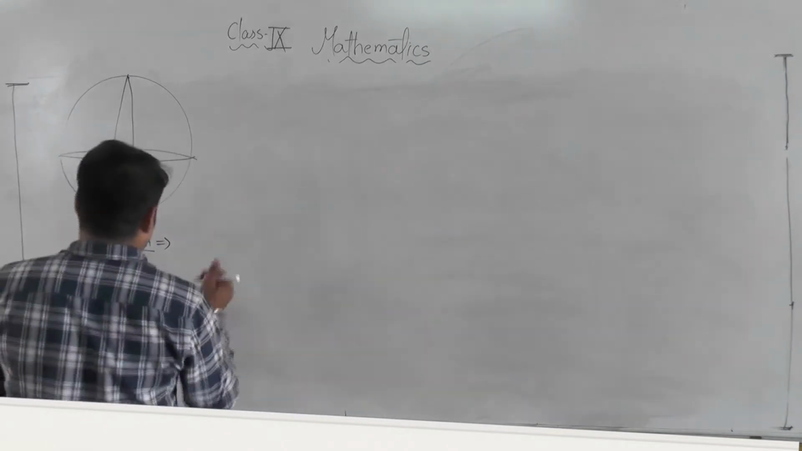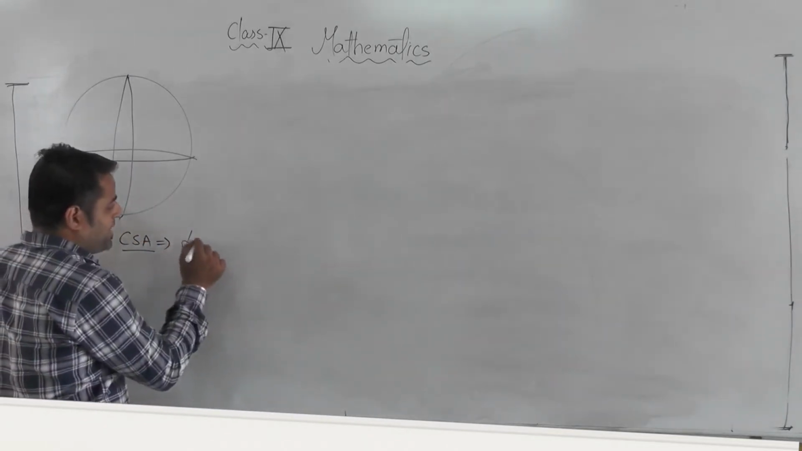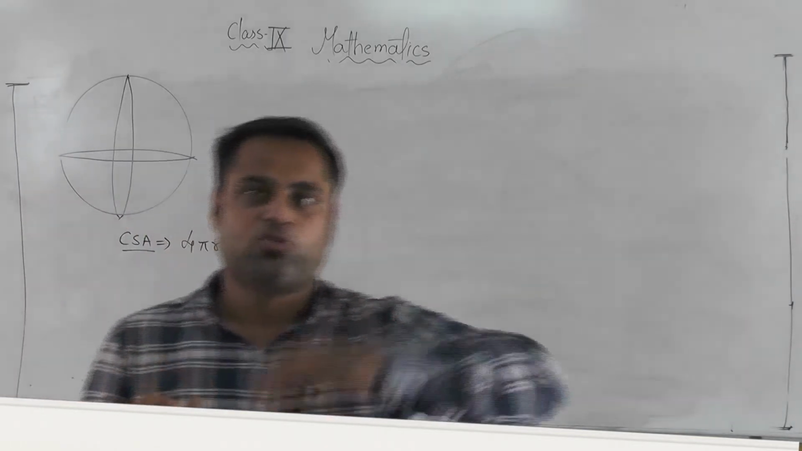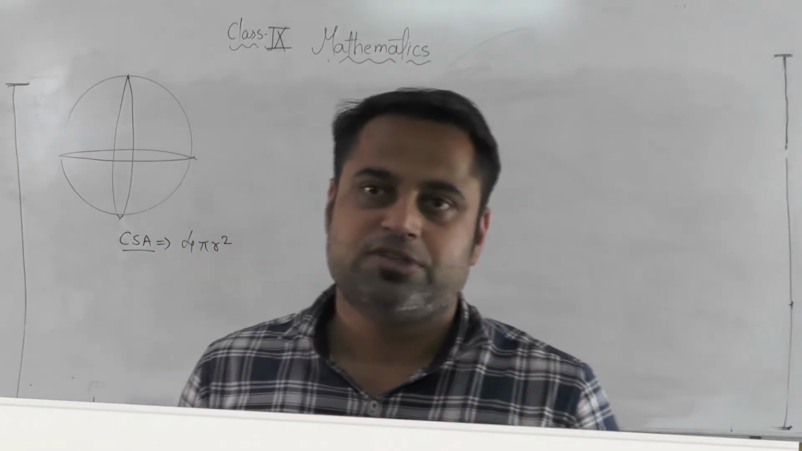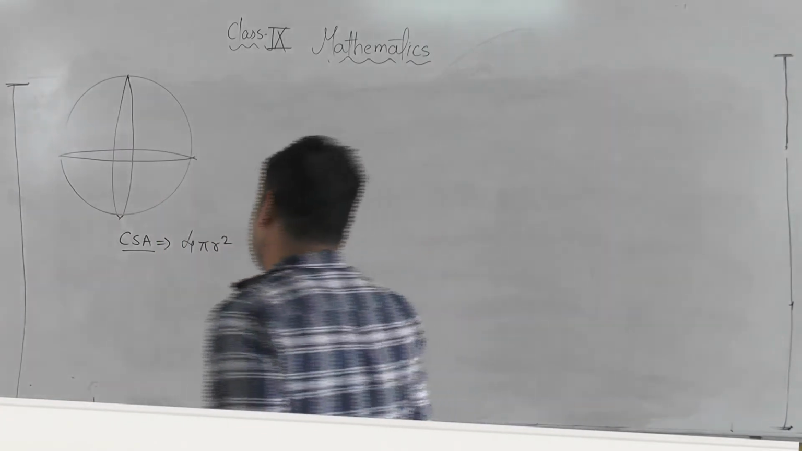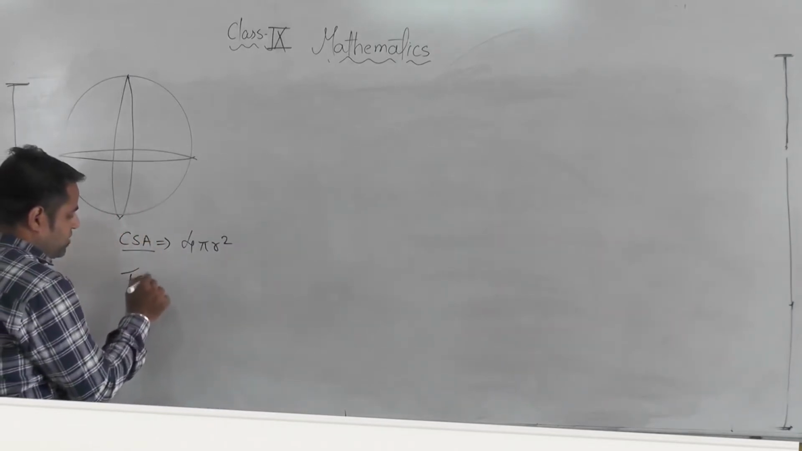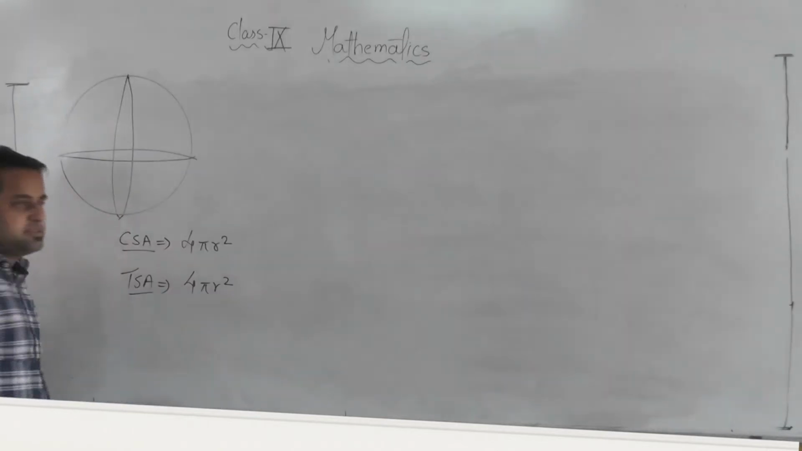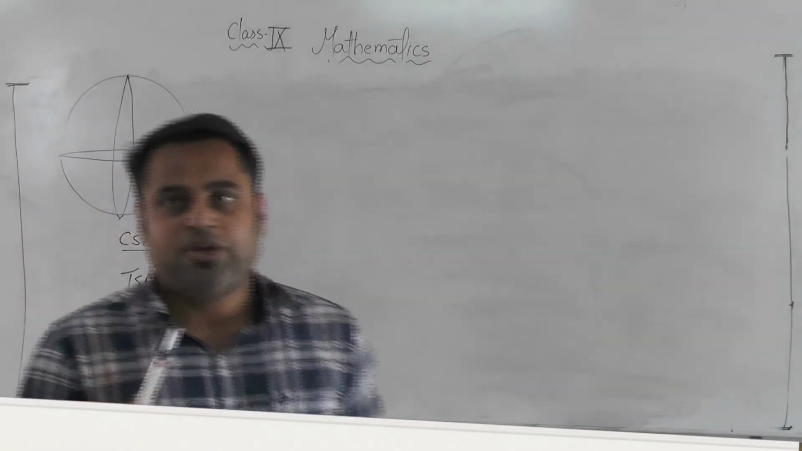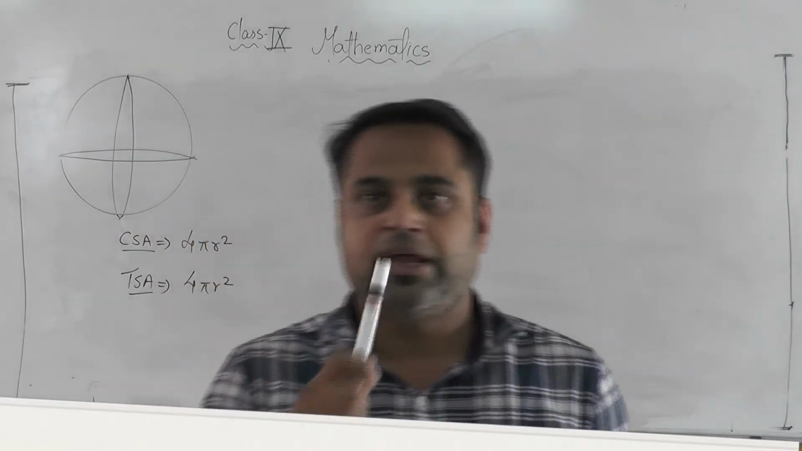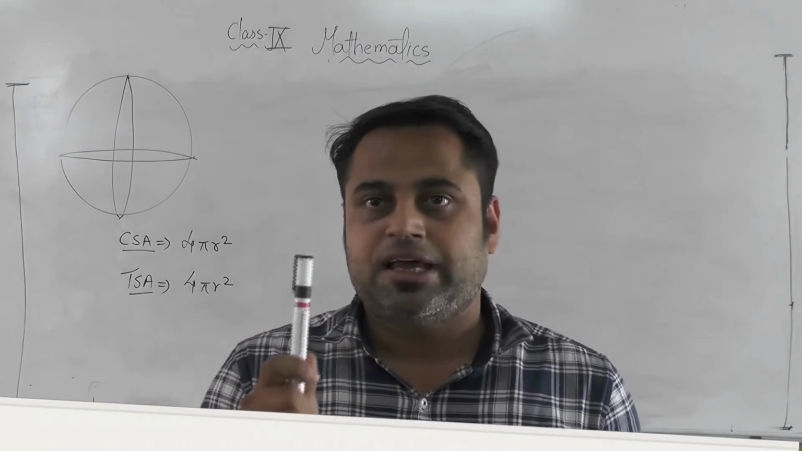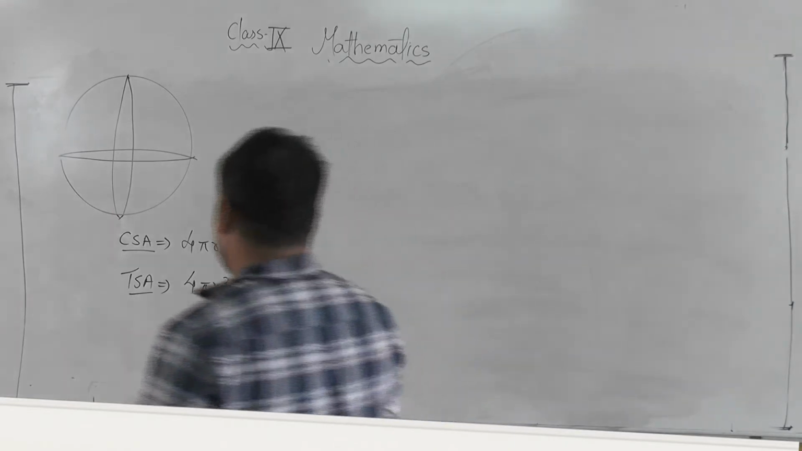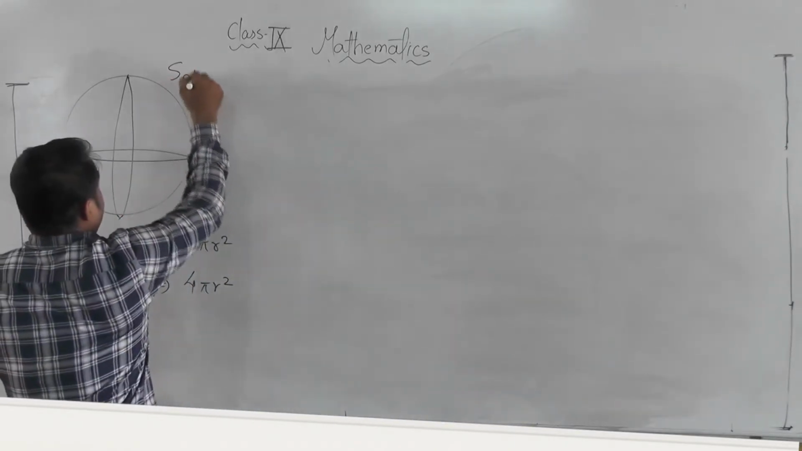So its CSA is 4 pi r square. Why is it 4 pi r square? Because it is all from the side, two from the horizontal surface and two from the vertical surface. It is all round like a circle. And if we talk about TSA also, since there is no top, no bottom, its CSA and TSA are the same, 4 pi r square. Remember, students, the sphere is the only shape whose TSA and CSA are the same.